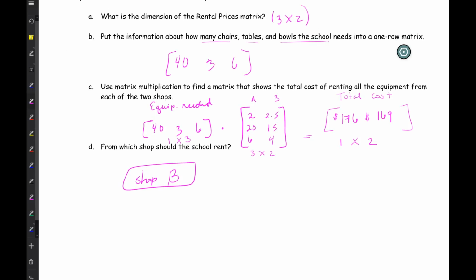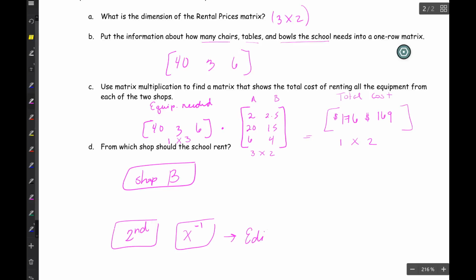So what you're going to do is find your matrix button, which the command for that is second, and then x to the negative first. That's going to give you your matrix option. Then you'll take your cursor and scroll over to edit. And then select whichever matrix you want to put in for. So I would put 1 in for A and 2 in for B and call this matrix A and this matrix B.